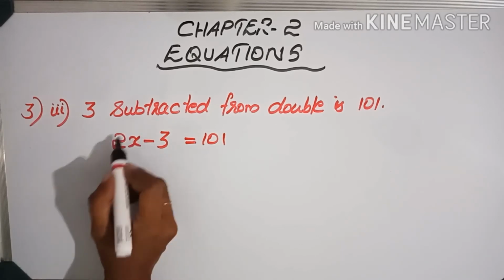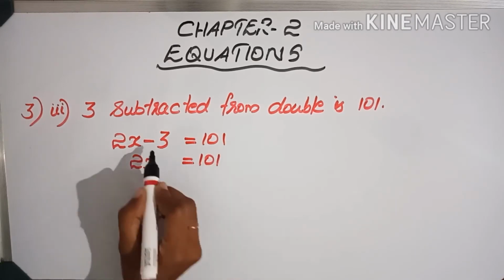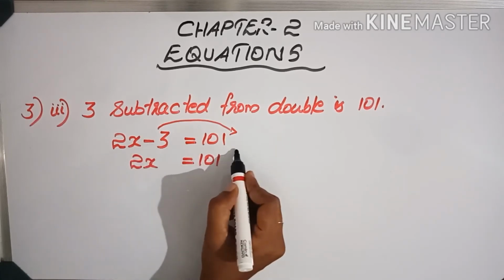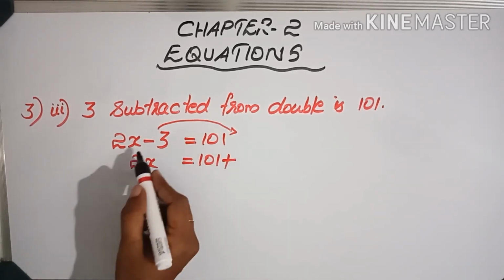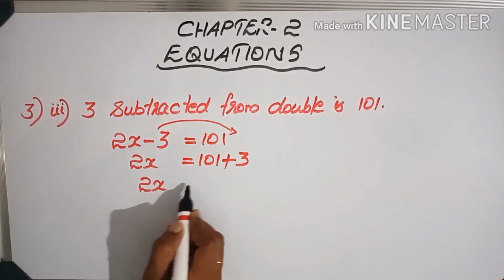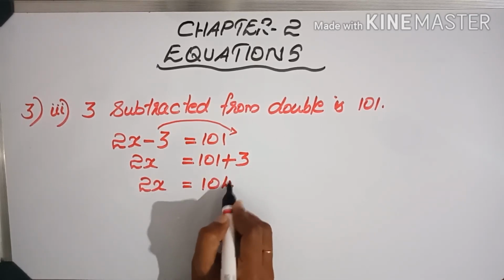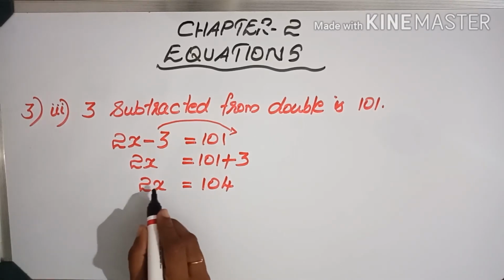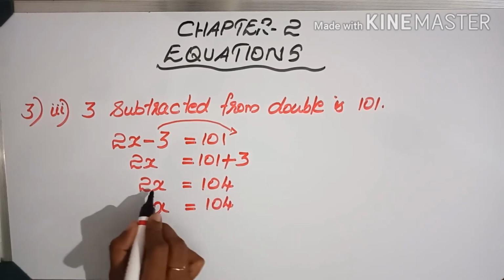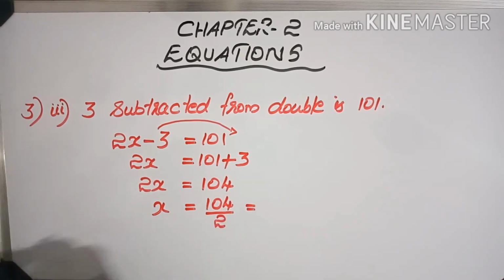So first keep 2x here. So 2x equal to 101. Minus 3 comes to this side. Minus 3 coming to this side will be what? Negative here, here it will be positive. Opposite of minus is plus. So plus 3. Okay, now 2x equal to 101 plus 3, that is 104. Now we need to find x. So keep x only here, then 104 here. Here into 2 comes to this side, it will be divided by 2. Now we need to divide this.